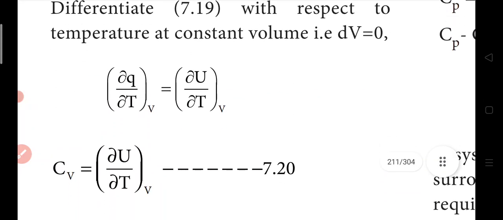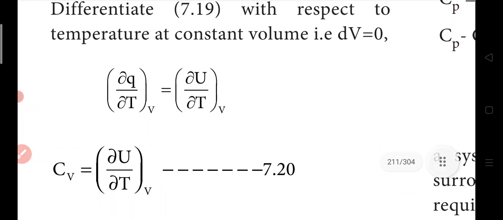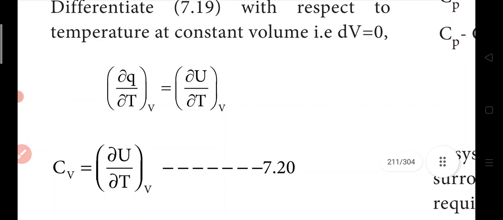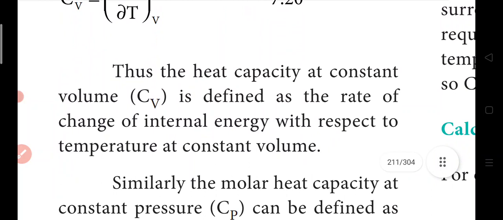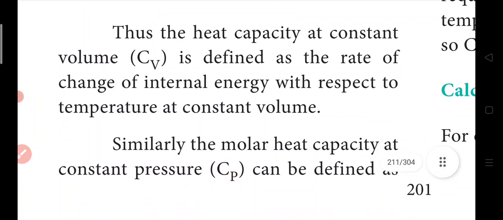What is dou Q by dou T? Dou Q by dou T. Q by T is nothing but heat capacity. Yes or no? So we take it as Cv. So Cv is equal to dou U by dou T. Thus the heat capacity at constant volume is defined as the rate of change of internal energy with respect to temperature at constant volume.